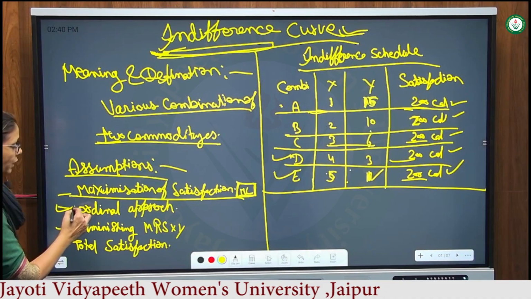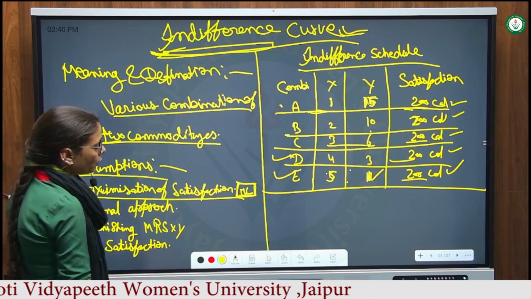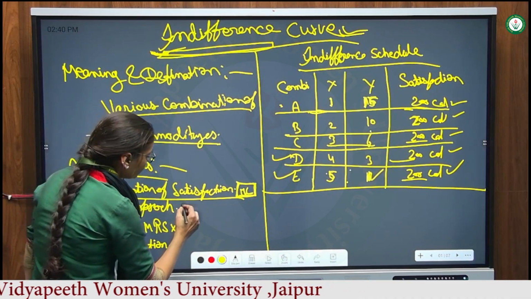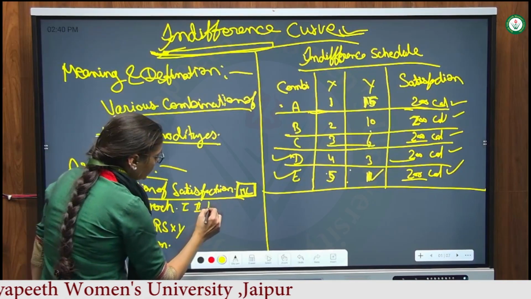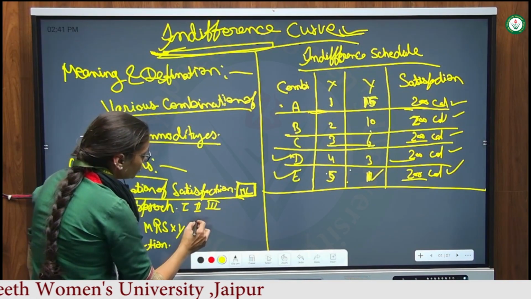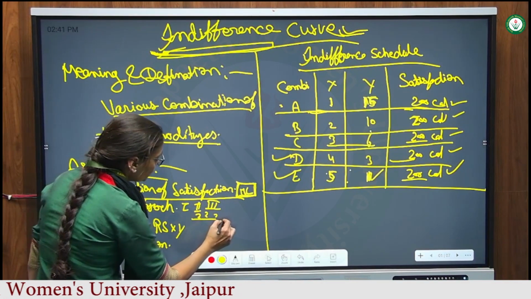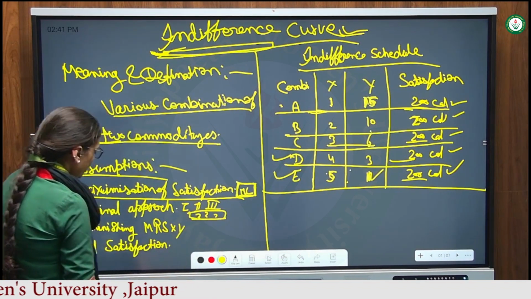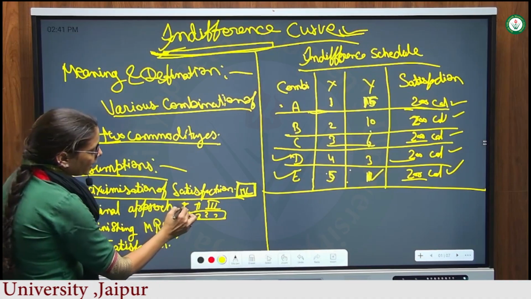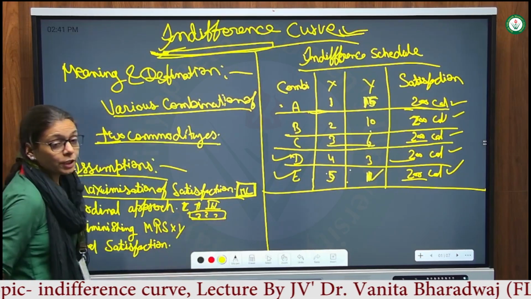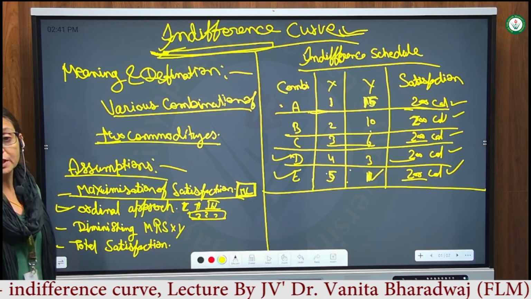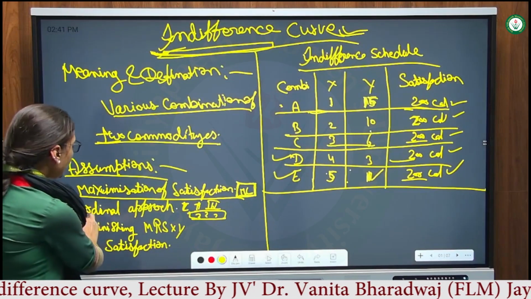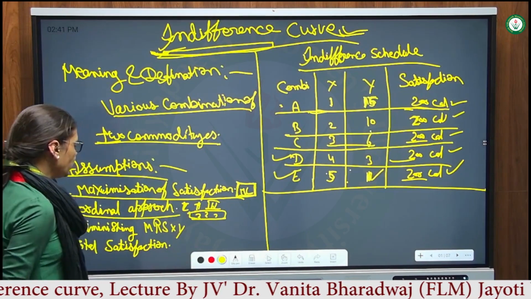The ordinal approach says we can't measure anything by ourselves. We can only give grades: first, second and third. According to the cardinal approach, we can give numbers like 25 or 35. According to the ordinal approach, we can give only grades: first, second, third. In our choices, we are always giving ordinal grading to any kind of commodity.